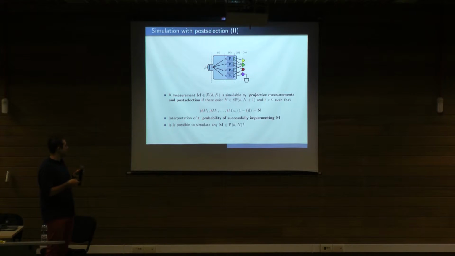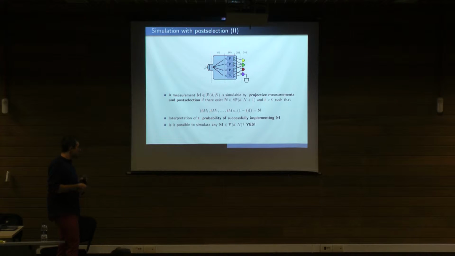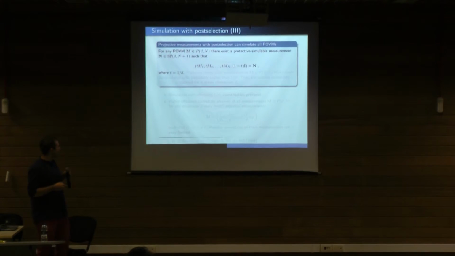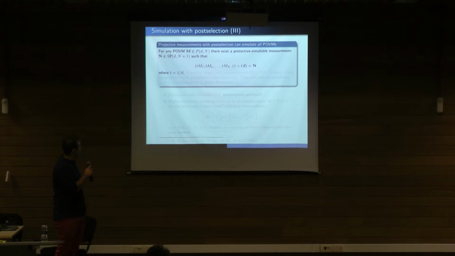Then one can ask, is it possible to simulate any measurement in this manner? And the answer is yes, as the title suggested. And that's the subject of the first result I wanted to tell you. So for any dimension, for any number of outcomes, it turns out that you can simulate a generalized measurement in this way for visibility equal to 1, for success probability equal to 1/d.